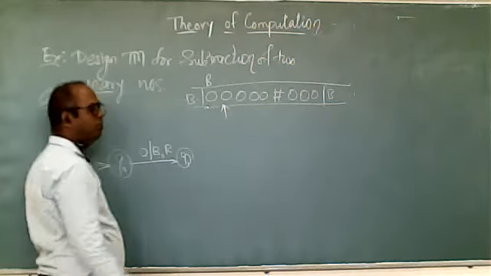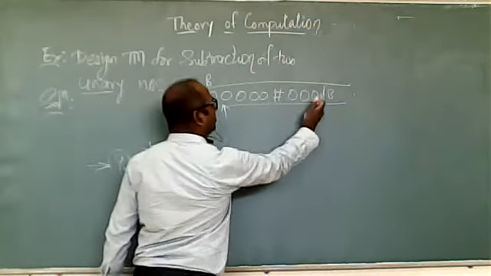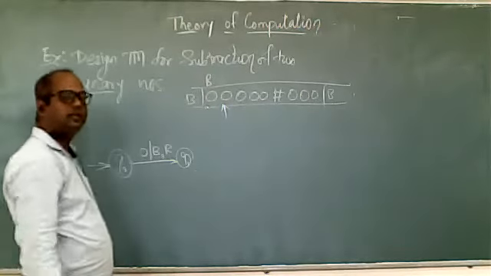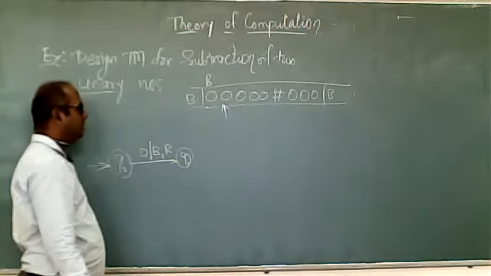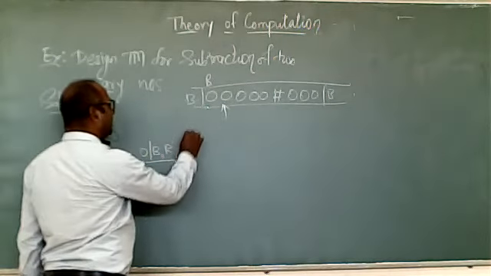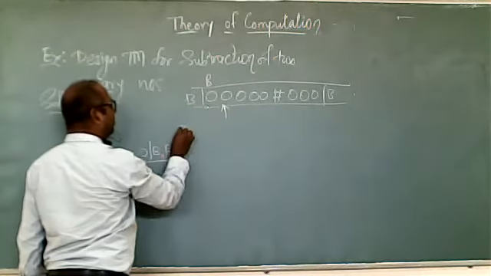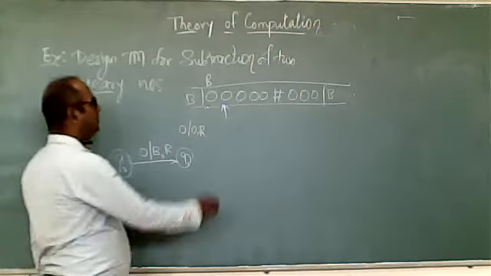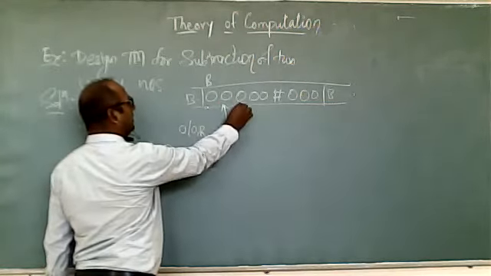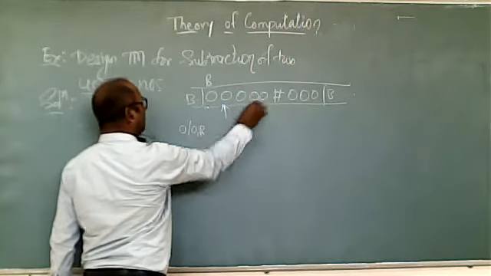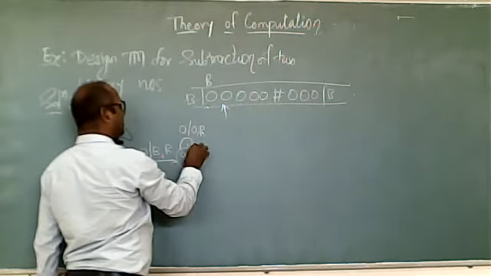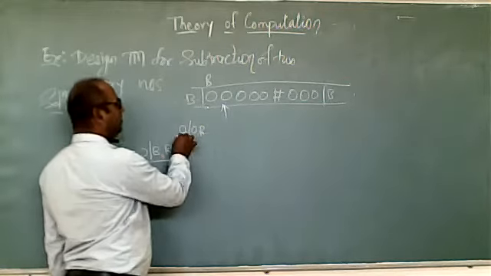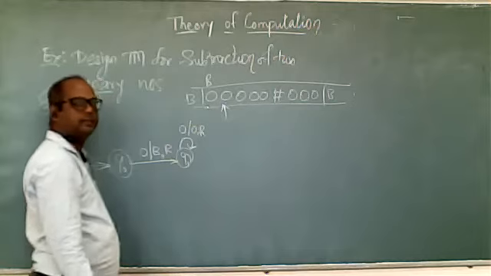Now what do we have to do next? We have to skip everything to reach the rightmost symbol, which is from the second number. So we skip everything. Next we get 0: keep this 0 as it is and move right. On input 0, keep as it is, move right. It will be a self loop.